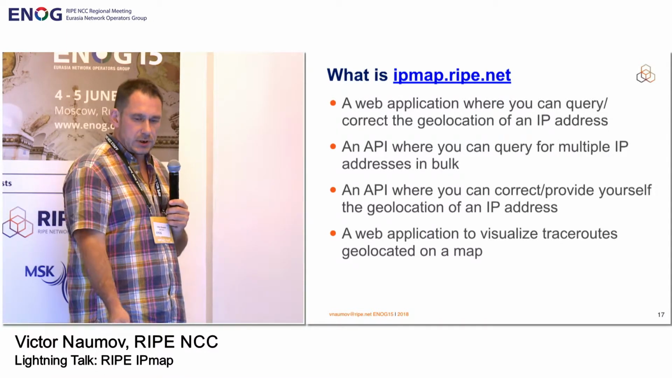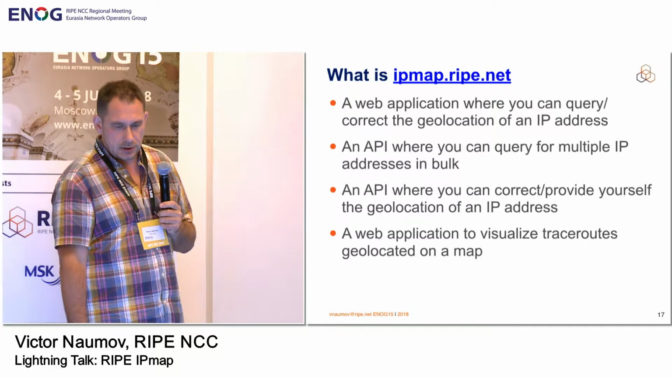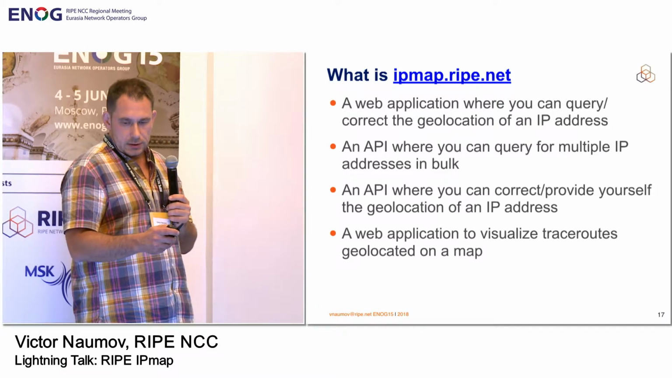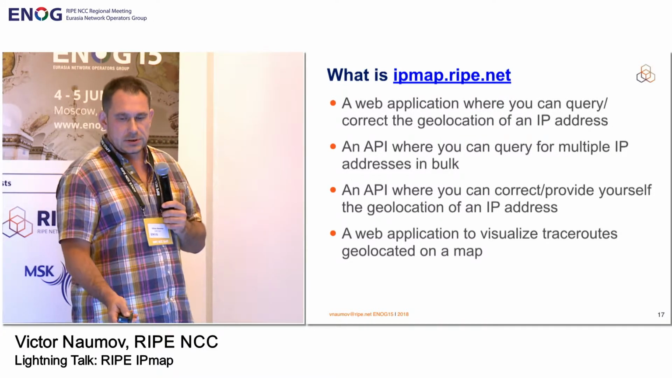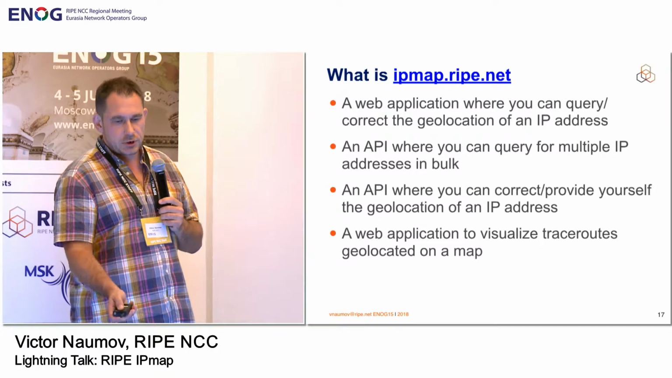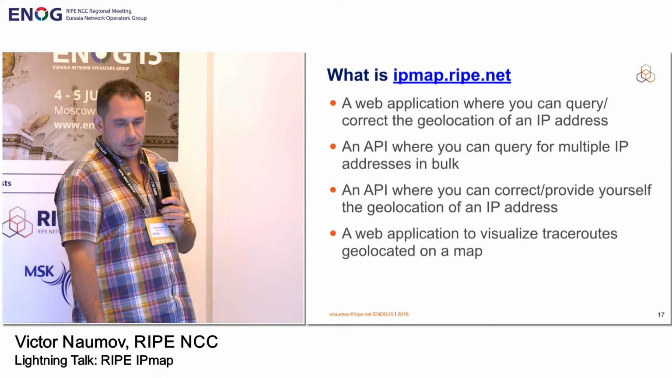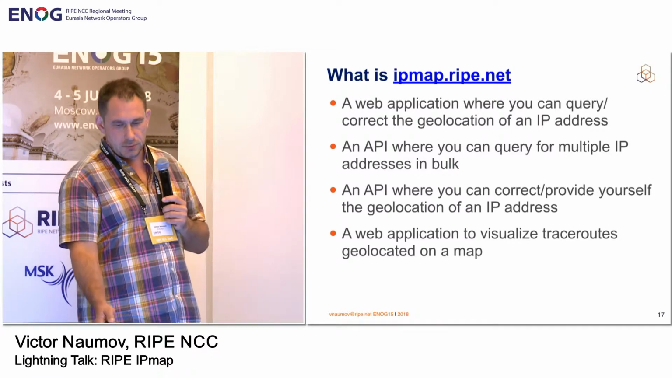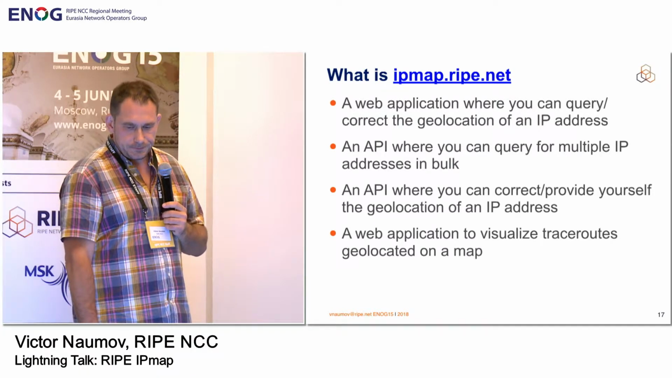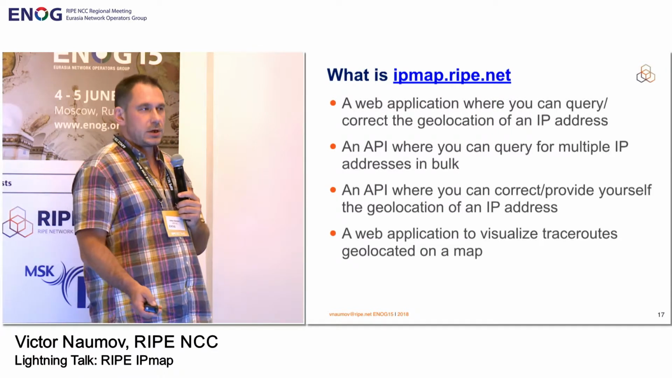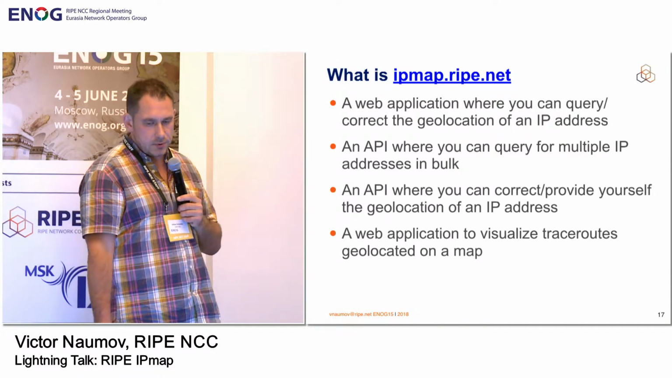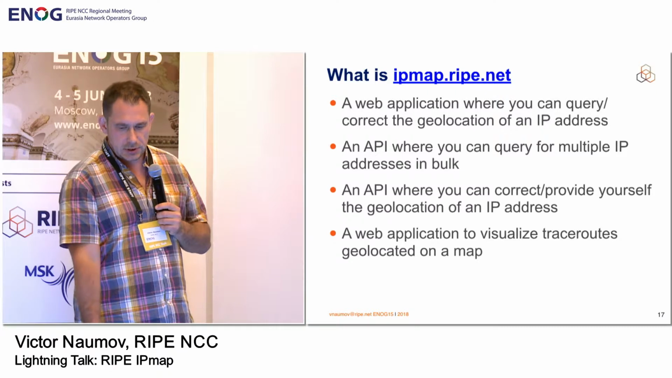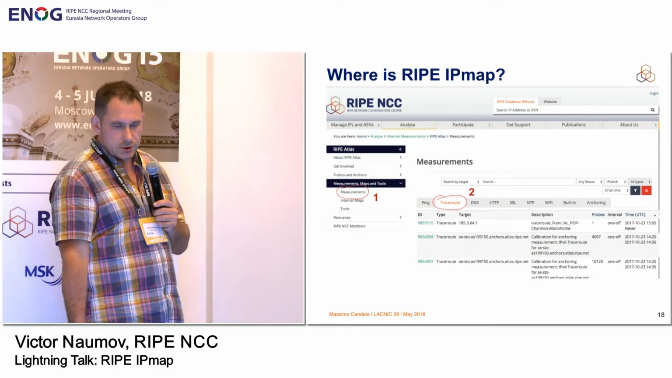What we have built, you can find it on IPmap.ripe.net. We have a web application where you can query the geolocation of an IP address and adjust it. Then there is an API where we can query for multiple IP addresses in bulk. At the same time, you could enter geolocation for IP addresses which you knew beforehand, and then there is a web application for visualization of traceroutes.